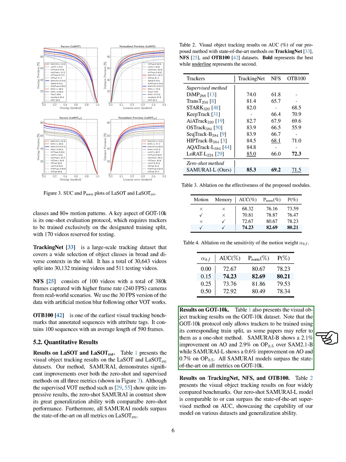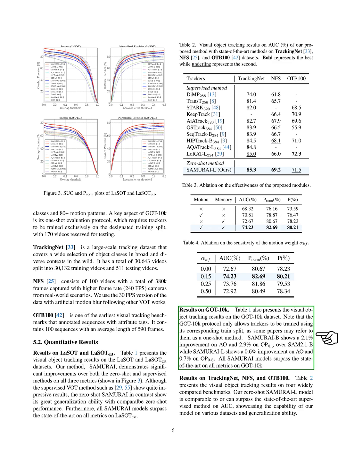Our Samurai B model shows a 2.1% improvement in average overlap, AO, and a 2.9% increase in the overlap precision at 0.5, OP0.5, compared to SAM2.1B. Meanwhile, Samurai L achieves a 0.6% improvement in AO and a 0.7% increase in OP0.5. All Samurai models outperform the current best methods across all metrics on GOT10K.